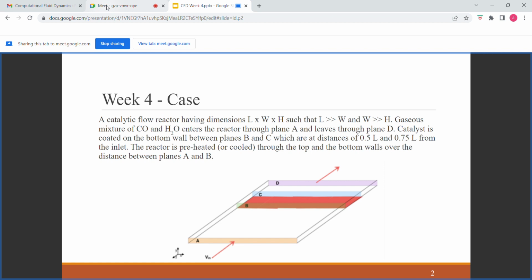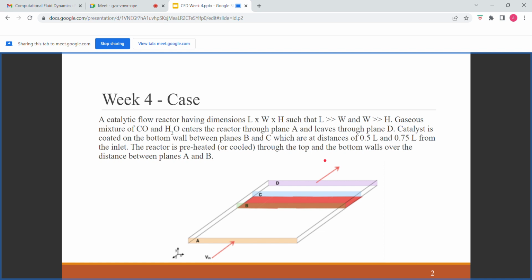Catalyst is coated on the bottom wall between planes B and C, which are at a distance of 0.5 times length and 0.75 times length from the inlet. The reactor is preheated through the top and bottom walls over the distance between planes A and B. Before solving any problem, we must understand what the problem is about and identify what questions could be asked from it.